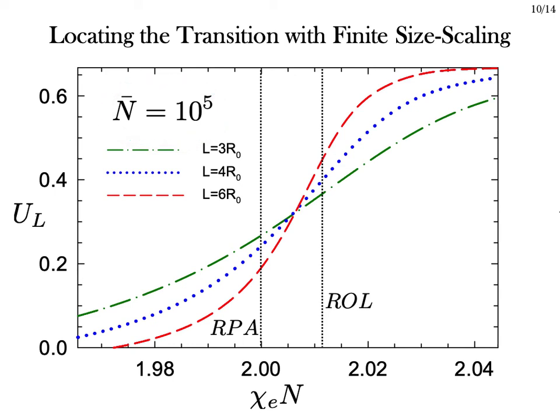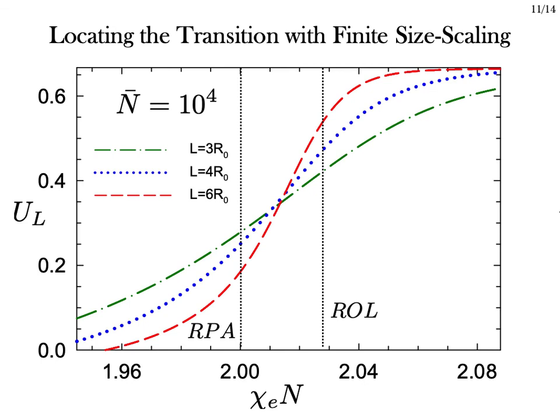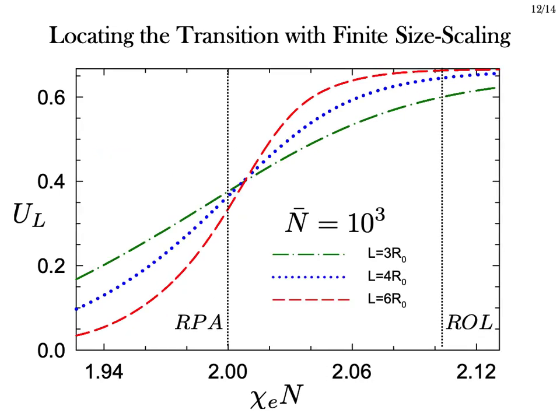These polymers are quite large compared to those used in experiments. As we move to shorter polymers, n bar of 10 to the 4, we see qualitatively the same behavior. The transition is suppressed, moved to higher chi-n. However, for these shorter polymers, the transition is more suppressed. For even shorter polymers, n bar of 10 to the 3, once again we see similar results.